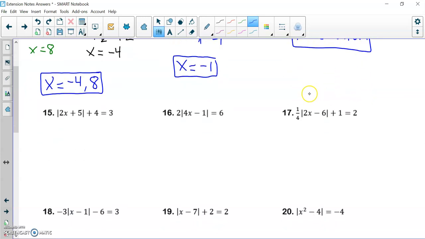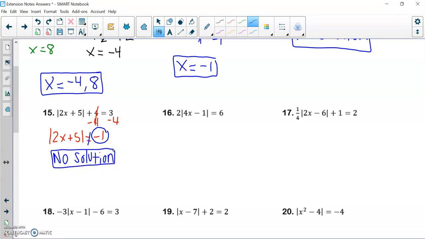Alright, number 15, my absolute values are not isolated yet. So I need to isolate them. I'm going to subtract 4 from both sides. And so I get the absolute value of 2x plus 5 is equal to a negative 1. Now my absolute values are isolated, and since the absolute value of something can never be equal to a negative number, then we just jump straight into no solution.